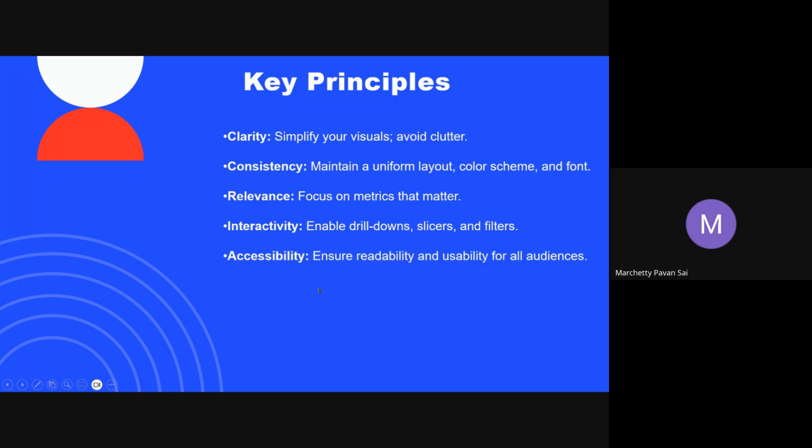Next thing is accessibility. You must ensure the readability and usability for all audiences, even if they are color blind, with proper fonts, proper visibility, colors and everything. These are some key principles. I'll talk about each principle in detail so that you can make a good report.